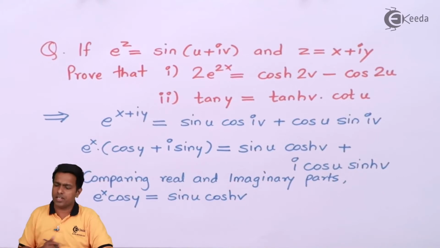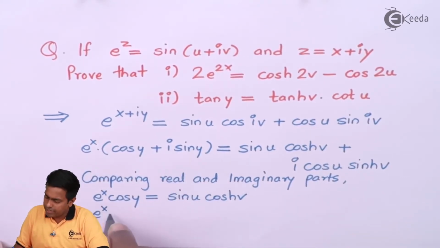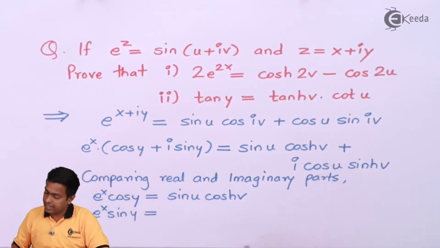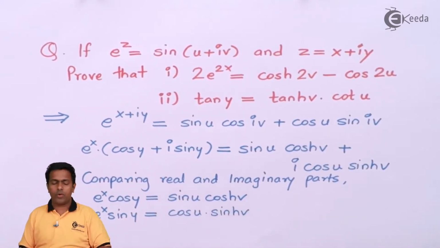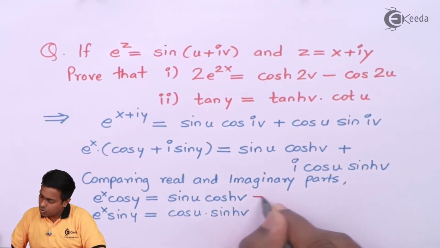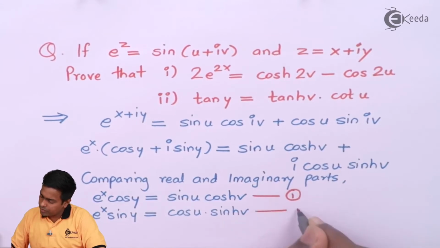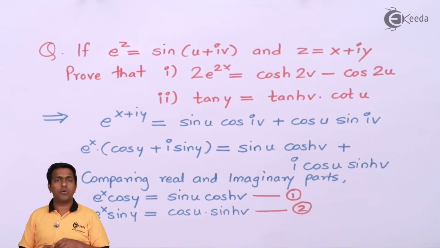Now let's see the imaginary part. On the left hand side the imaginary part is e to the power x into sin y. On the right hand side it is cos u into sinh v. Now guys, for simplicity we can give them equation numbers. So let's say this is equation number 1, this is equation number 2. So here we got two equations by comparison. Now guys, let's come to the result.